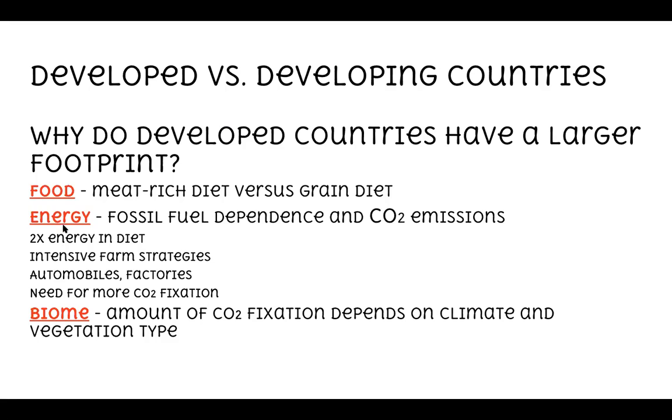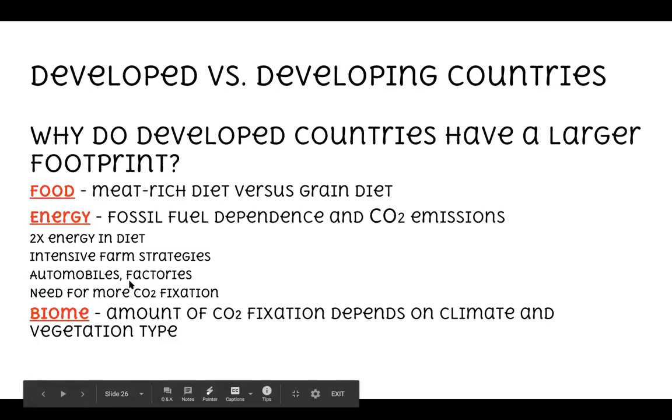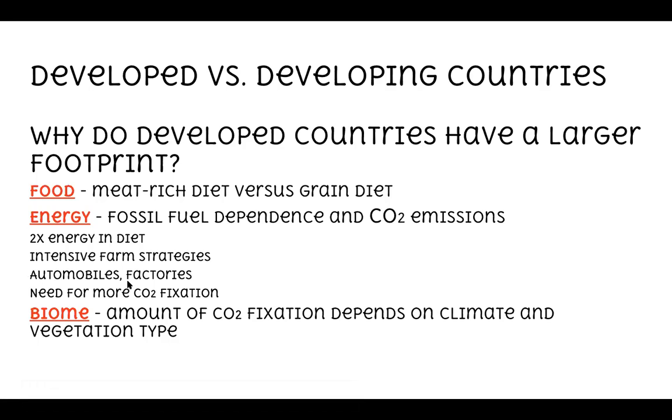raise and sustain. Also, their energy needs. We have a fossil fuel dependence in developing countries, and we emit a lot of CO2 into the atmosphere. So we're using 2 times of our energy in diet. So, sustaining these cattle and the pigs and everything. Intensive farm strategy. So we're using a lot of water, we're using a lot of irrigation, things like that that take up energy. The wind power is still taking up energy. Automobiles and factories, we are a consumer country, so we're definitely always making products, making the newest, latest model of things, and all that is going to take up a bunch of energy.